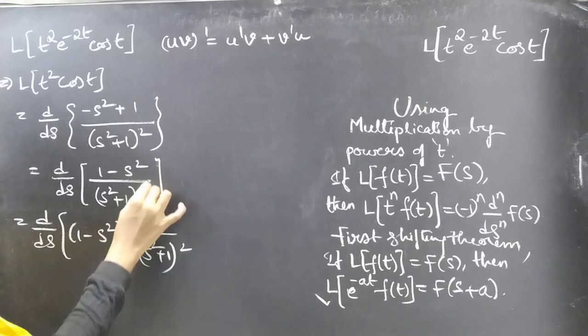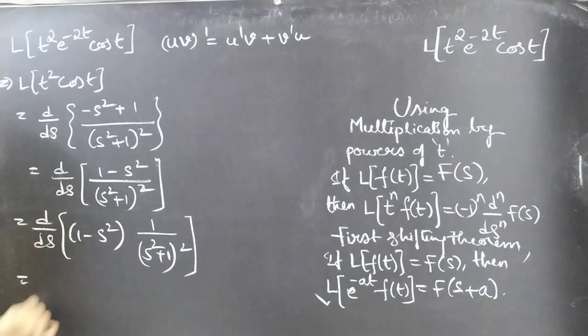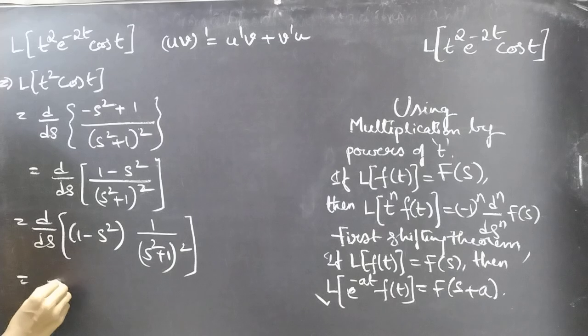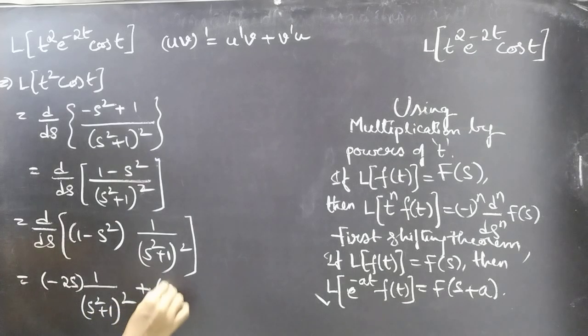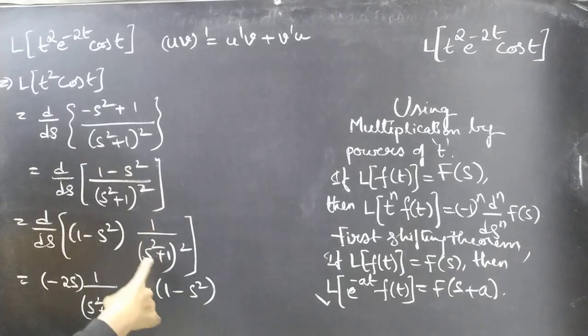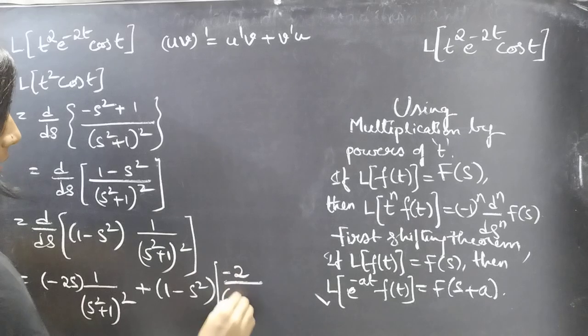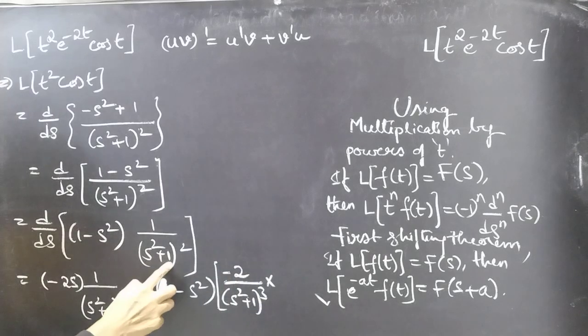See, it's square, okay, not 2, square. Fine. This is equal to the derivative of u with respect to s, which is minus 2s into v, 1 by s square plus 1 whole square, plus u, 1 minus s square into the derivative of v. That is the derivative of 1 by s square plus 1 whole square, which is minus 2 by s square plus 1 whole cube into the inner derivative, the derivative of s square plus 1.